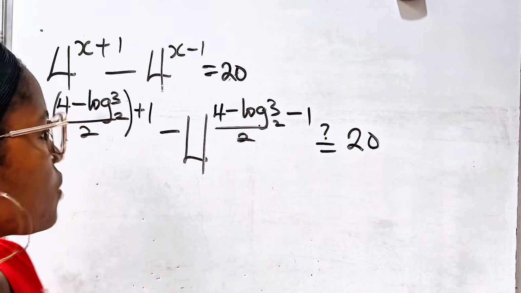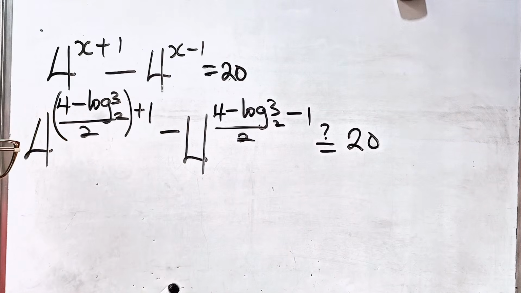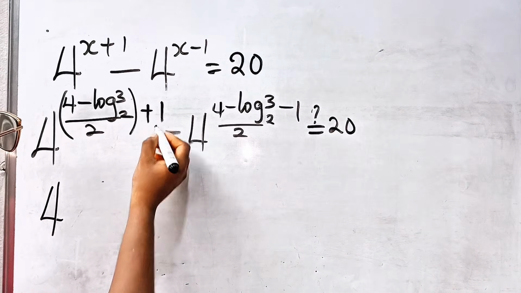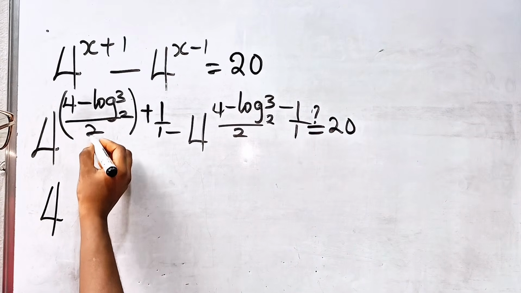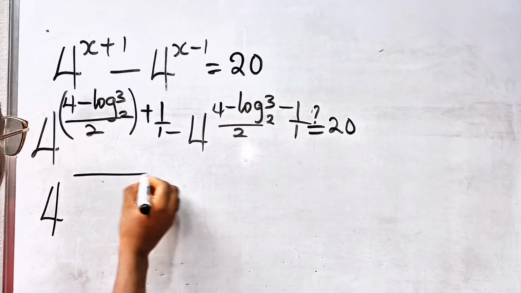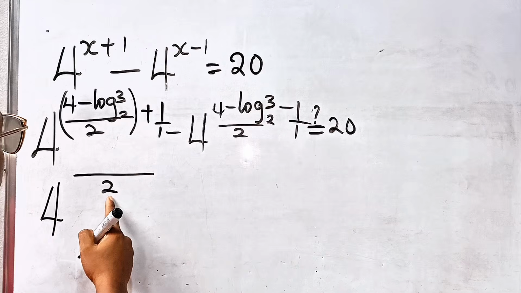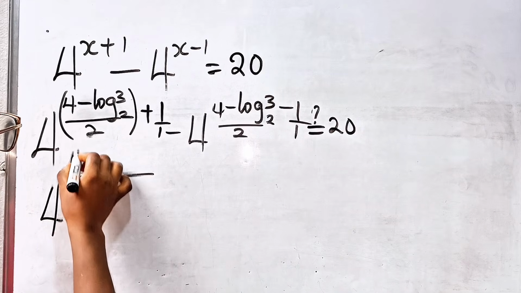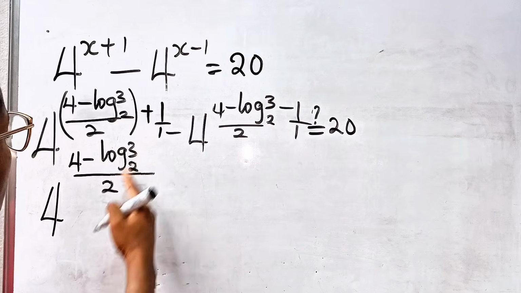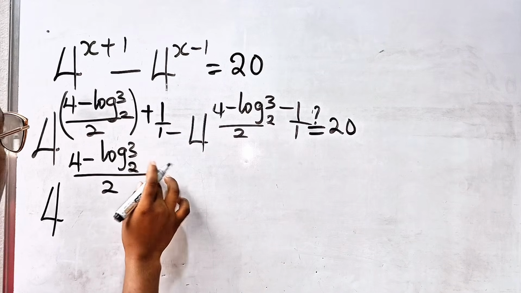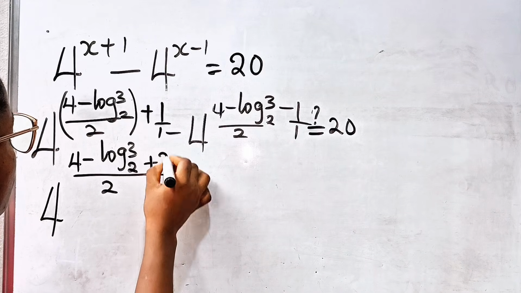So first we are going to solve the exponent. 4 to the power of, this is the same thing as 1 over 1. So the LCM of 2 and 1 is 2. 2 into 2 is 1. 1 times the numerator will give us the same thing. 1 into 2 is 2. 2 times 1 is 2. So we have plus 2.